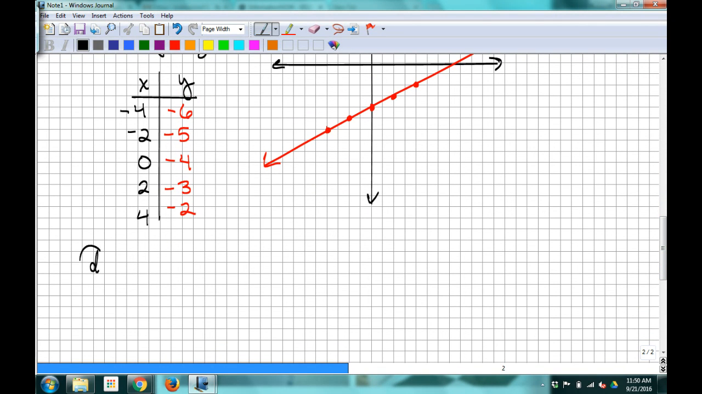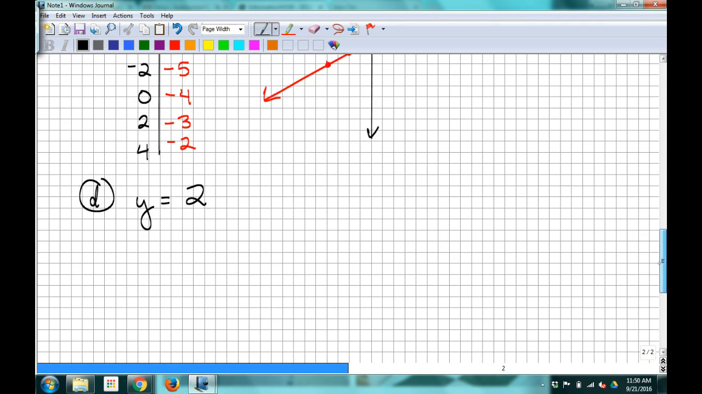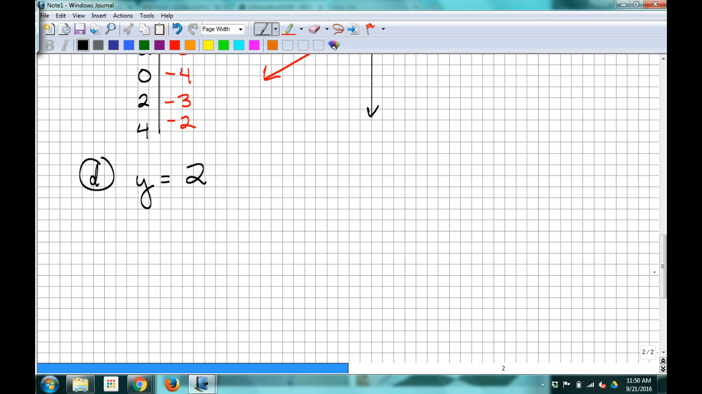Example D. Let's go to this one. Y equals 2. And that's it. Man, that's weird. Y is by itself, so I can go ahead and make my table. There's not a fraction in it, so I'm just going to go -2, -1, 0, 1, 2. What's the y value when x is -2?